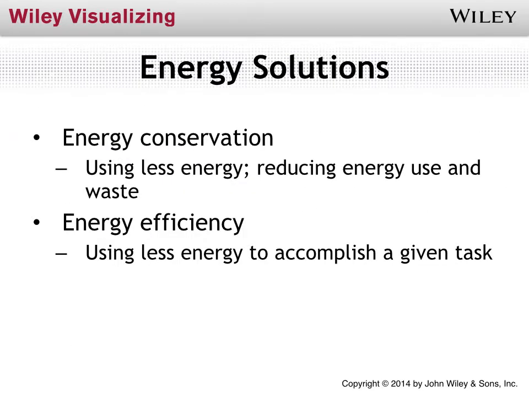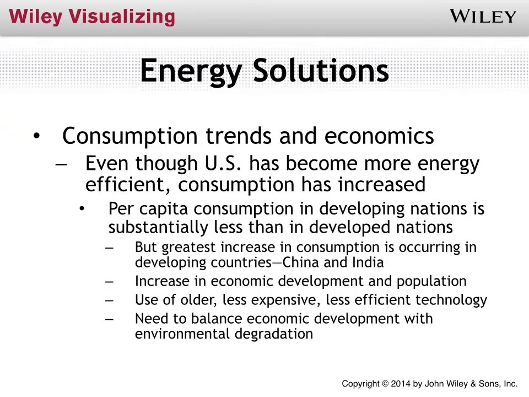So now finally, the last couple of slides. What can we do to fix the problem? Really, there are two main solutions. We can either get more conservation minded, use less energy, and make less waste. And the other option is be more efficient, use less energy to accomplish a given task. So we can conserve energy and become more efficient with our use of energy, more efficient technology, more efficient appliances in our homes, for example.